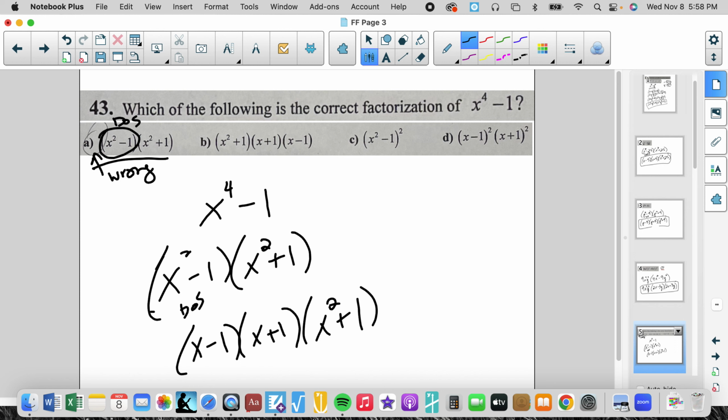So which one of those is that answer? The correct answer is actually B.